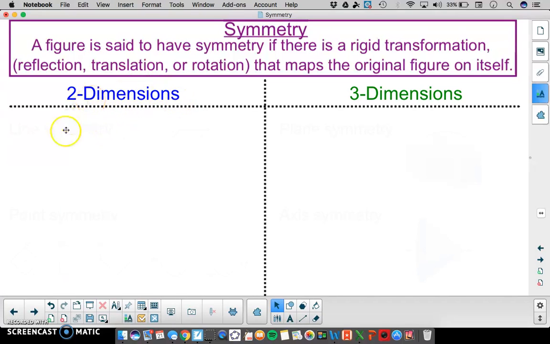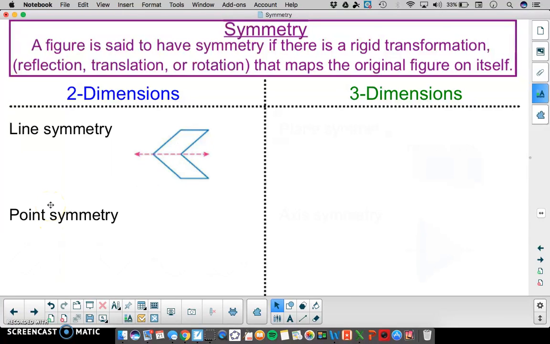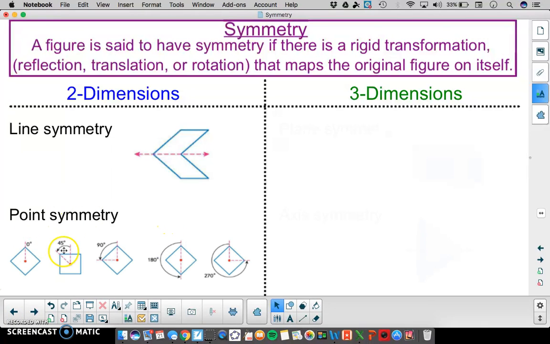In 2 dimensions, there are 2 types of symmetry. There's line symmetry, which looks like this. If we were to reflect that figure up, it would map onto the figure on top. So if we were to fold that together along that line, those sides would look identical. Our next 2-dimensional symmetry is called point symmetry. This is when we take a figure and rotate it and it maps onto itself. So notice at 0, 90, 180, and 270, the figures look the same.